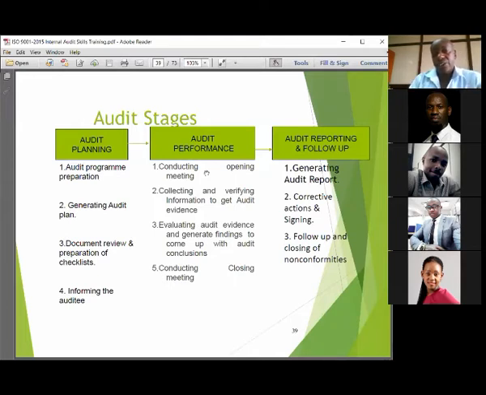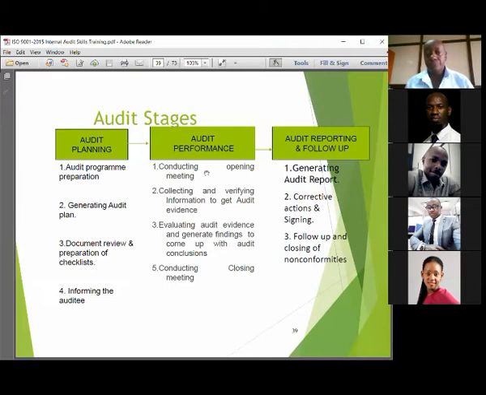During the audit performance, on-site, the activities that are done are mainly conducting an opening meeting, which is just like an introduction. So when you go to the site or to the office or wherever you are auditing, you first conduct an opening meeting. You collect and verify information to get audit evidence. So you'll be interviewing and doing all sorts of things to get audit evidence. Then evaluating audit evidence and generating findings to come up with an audit conclusion. So you compare audit evidence with the audit criteria, and come up with the audit conclusion. Then you finish up with a closing meeting. You started with an opening meeting, so do a closing meeting also.